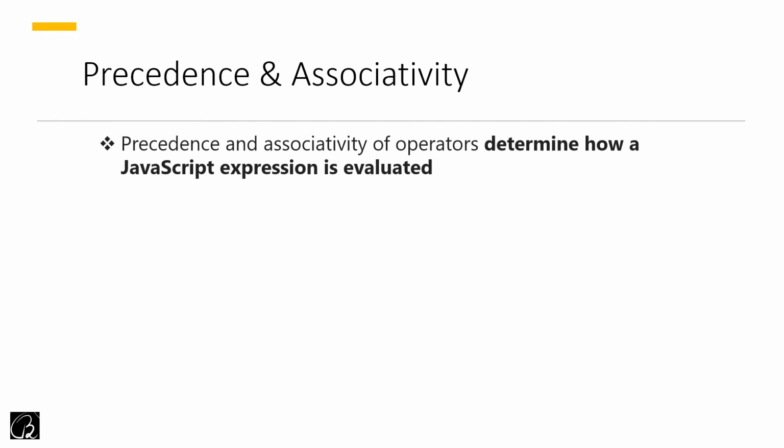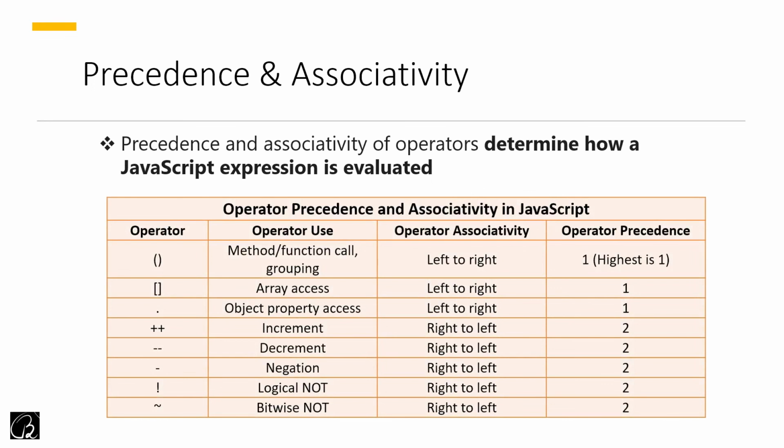This precedence and associativity of operators determines how a JavaScript expression is evaluated. Like other languages, in JavaScript also we have a number of rules for different operators in terms of precedence and associativity. Here I am showing some of them. You can go and search on Google, you will get the complete list. And if you get any complex expression, just follow this list, you will be able to get the right output. So that's all about operators.